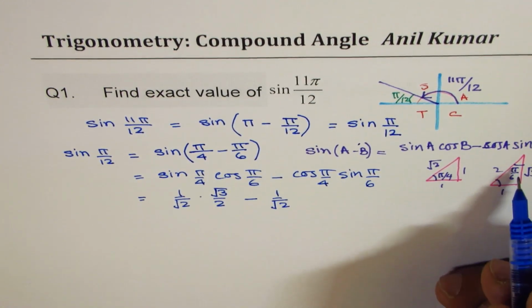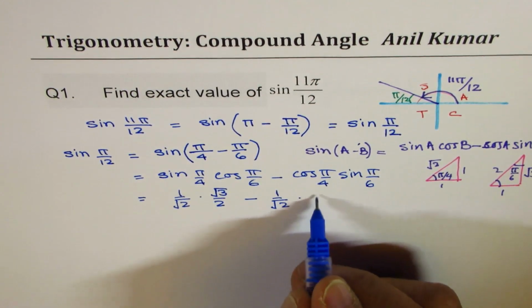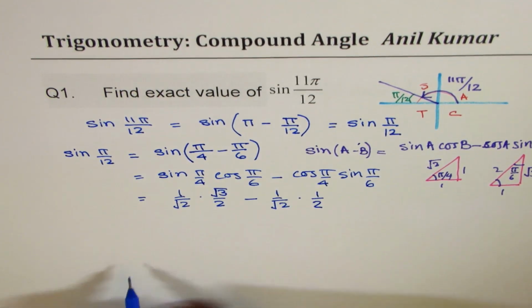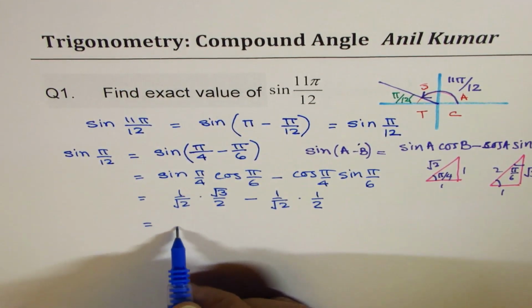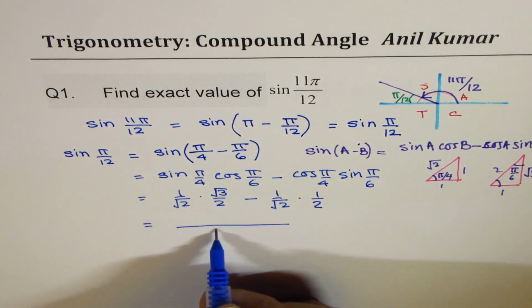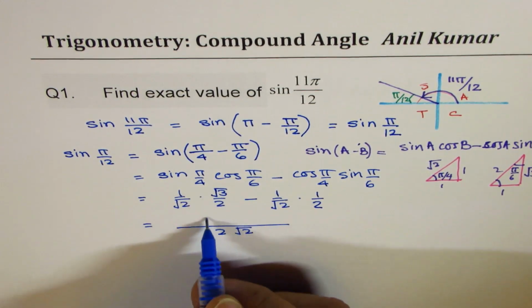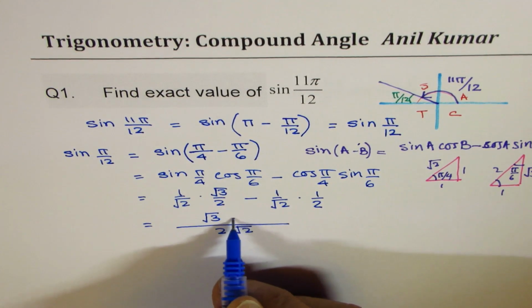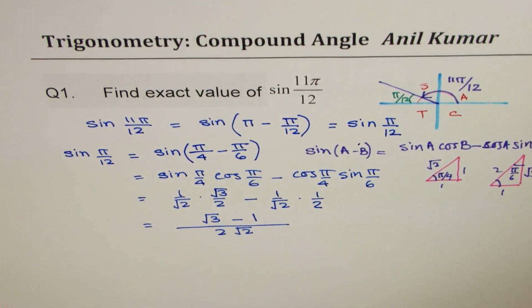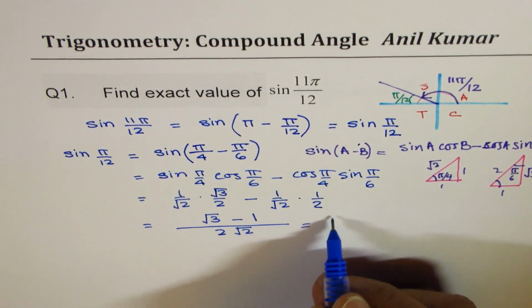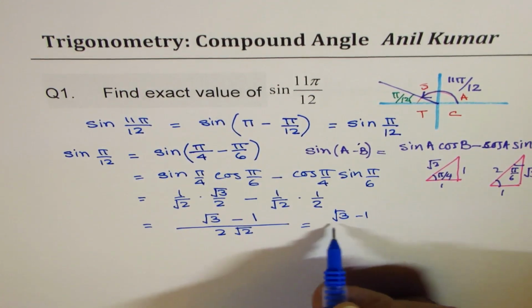And sine pi by 6 is 1 over 2. We can take a common denominator of 2 square root 2 and get in the numerator square root 3 minus 1. It is always a good practice to rationalize, so we'll rationalize this.